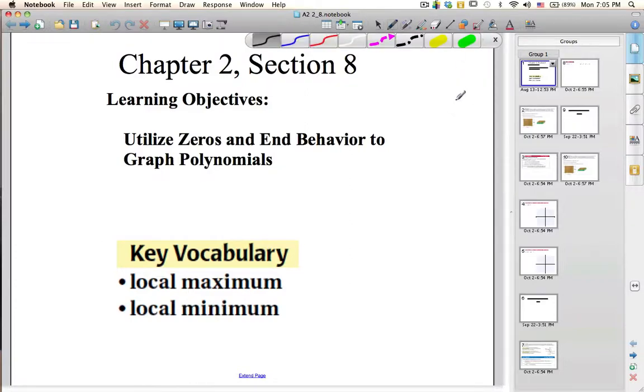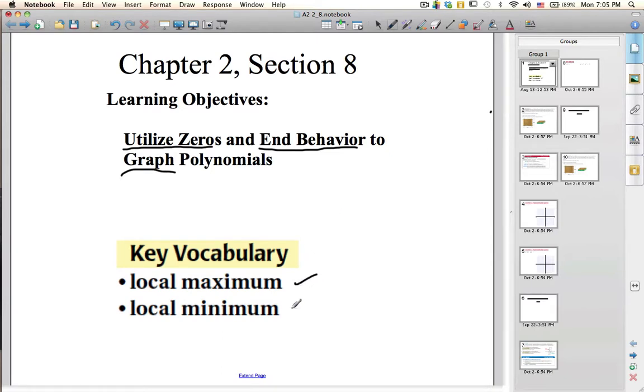In section 2.8, we're going to finish up this section on polynomials. We're going to go back to other information that we've already learned how to do, such as finding zeros, and we learned about end behavior, and we're going to put it all together so that we can graph our polynomials. And key new vocabulary you're going to have here is local maximum and local minimum.